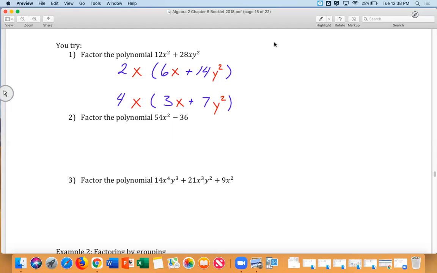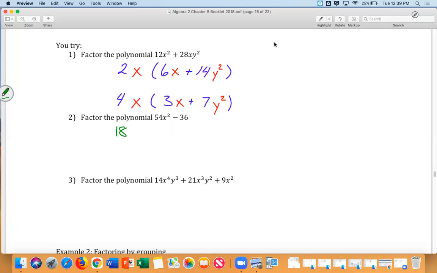Yeah, Chris. What number goes into 54 and 36? 18. Okay. To be honest, when I looked at them, I didn't see 18 right away. I saw 9. All right, good for you. Remember, if you don't see it right away, look back. Check your work. So Chris saw 18.